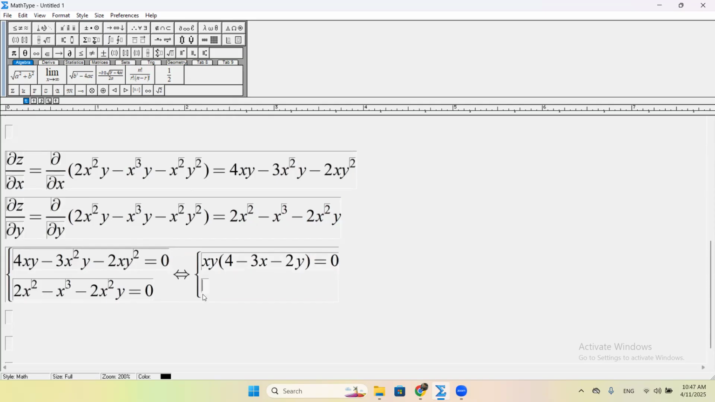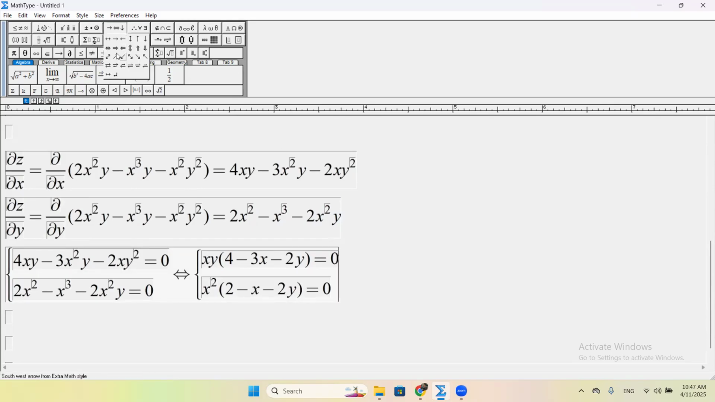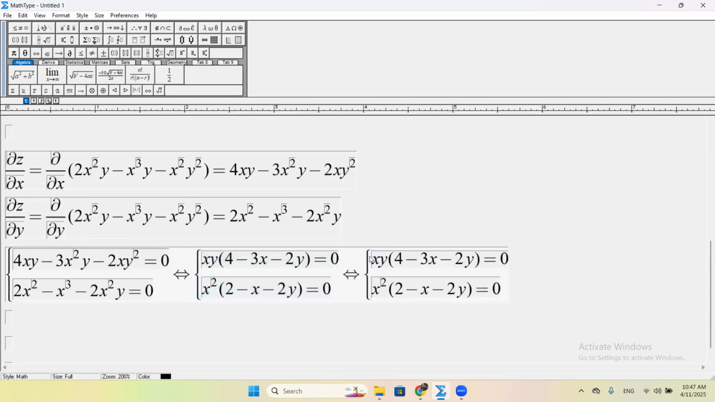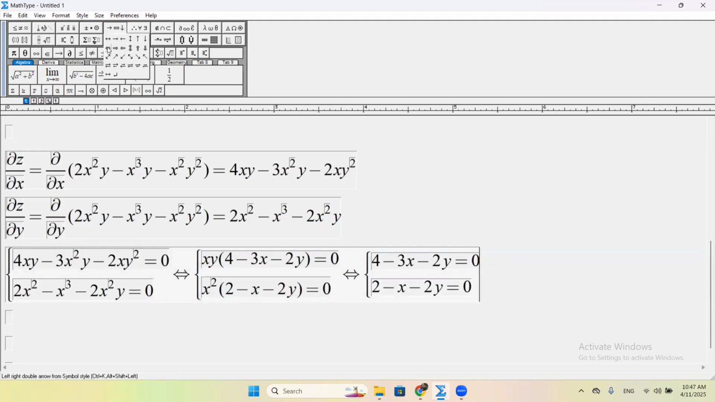And here I can move x square out of brackets. X square by 2 minus x minus 2y equals 0. Now I will also divide by x square by xy, because we mean that both of these variables are not equal to 0, because we know the behavior at point 0, 0, so it is not interesting for us.